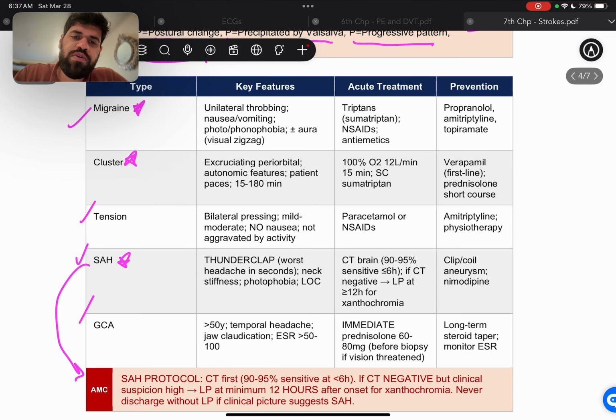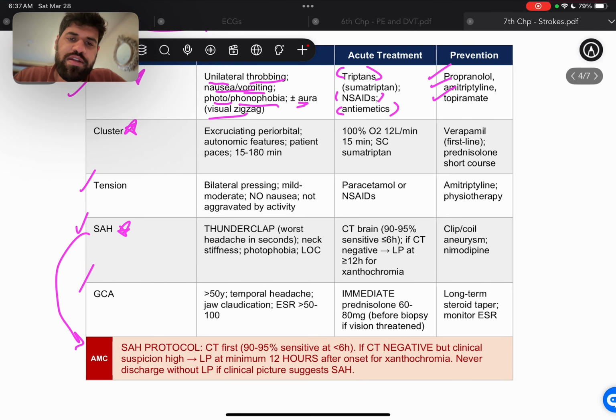Now for migraine, we know it's unilateral throbbing. It may follow nausea, vomiting. The patient may have photophobia, and it may come with aura, and the aura could be visual zigzag. And the acute treatment is going to be triptans, sumatriptan, NSAIDs, and antiemetics, whereas the prevention is going to be beta blockers, SSRIs, so amitriptyline and topiramate.